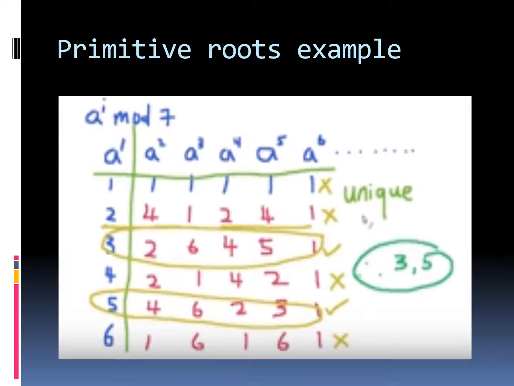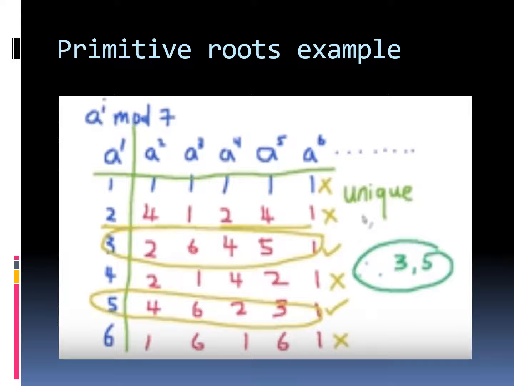Let's take an example of primitive root. First one is a mod 7. So we need to find out the primitive root of 7. Form a table and write column wise 1, 2, 3, 4, 5, 6, as we need to take the numbers from 1 to p minus 1. And here p is equal to 7, so 7 minus 1, that is 6.